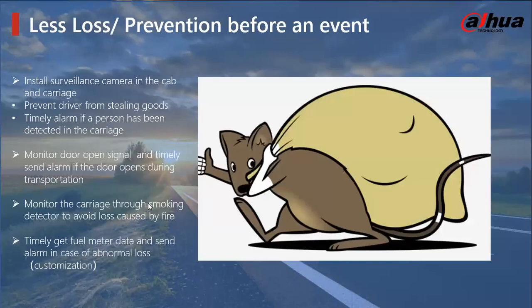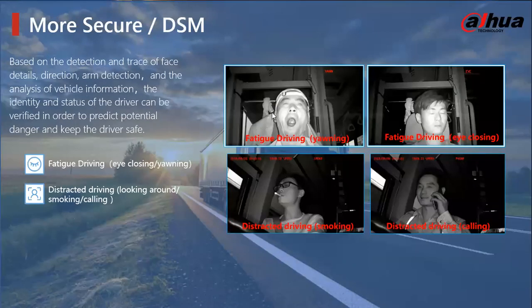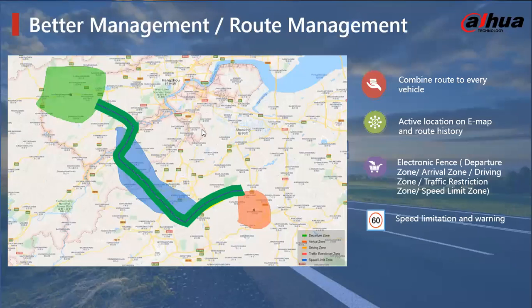Also a bit of talk about the DSM camera. The DSM is a kind of camera with advanced AI functionality. If you have attended our training before, we have the IVS, intelligent video surveillance. In the basic training, we talk about the tripwire and the intrusion. For this case, we have advanced IVS to identify things like the driver is yawning, the driver is tired, closing the eyes, smoking, or making a call during driving.